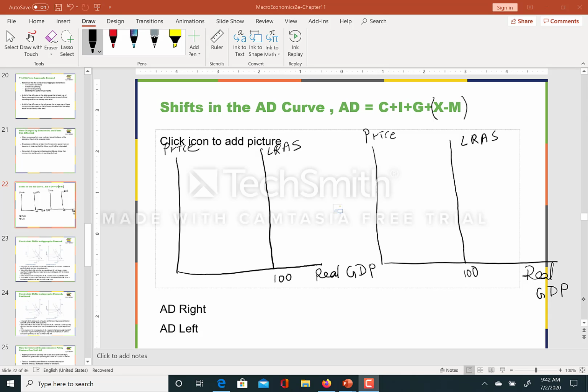Hey everyone, in this section we will look at a shift in the aggregate demand curve. The aggregate demand curve can shift to the right or shift to the left. The components of aggregate demand are consumption, investment, government expenses, and net exports. If any of these components increases, the aggregate demand curve will shift to the right. If any of these components decreases, the aggregate demand will shift to the left.